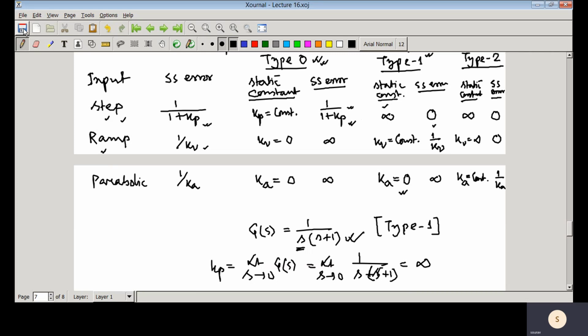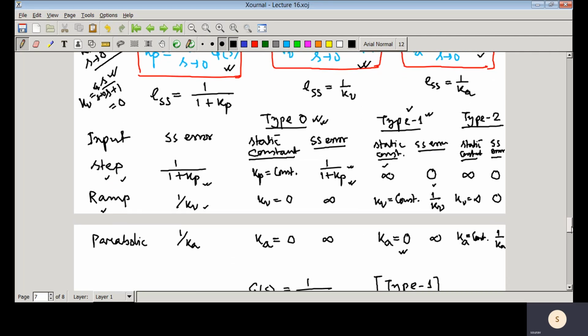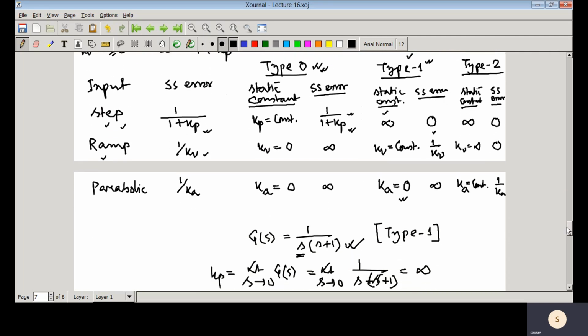So from this table, what we have seen is that when we consider a unity feedback system, and if we apply various types of standard signals like step input, ramp input, parabolic input, then we can find the static error constants, which we have already defined, and they depend on the type of that system.